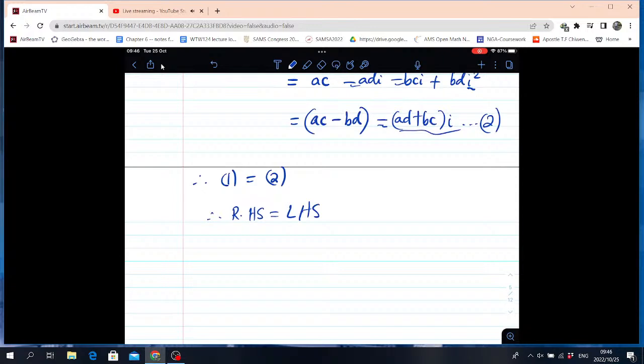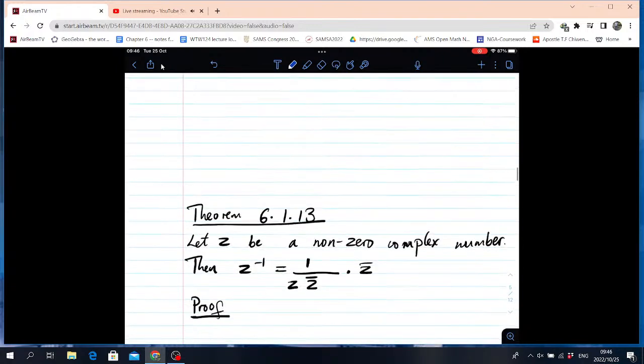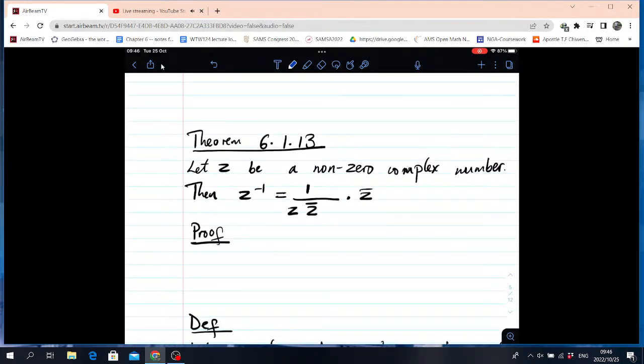And this is theorem 6.1.13, which says let Z be a non-zero complex number. So as usual, we want non-zero complex numbers, otherwise we are not going to be able to divide by 0, right? Then the inverse of Z, which we are going to denote by Z to the minus 1, is equal to 1 over this real number, 1 over Z times the conjugate of Z, times the conjugate of Z, right?